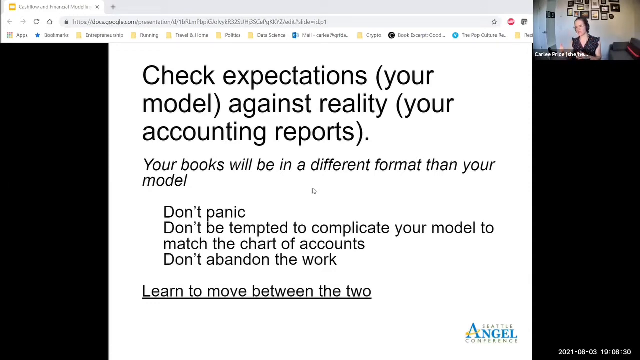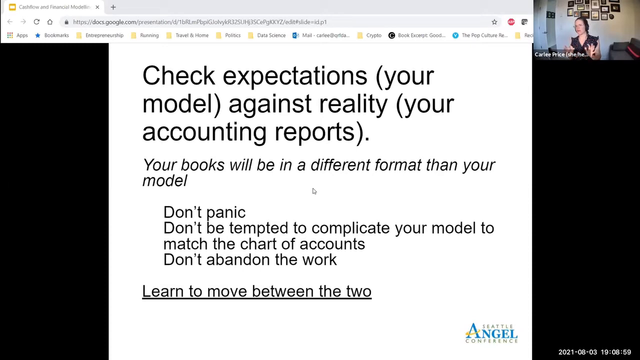So when you get your set of financial statements and it looks different than your model, step one is don't panic. Step two is don't be tempted to complicate your model to match the chart of accounts. So many people would love to download their income statement and paste those numbers into their model and sort of have everything update. But what that drives is an overly complicated model that isn't focusing on the things that are most important.